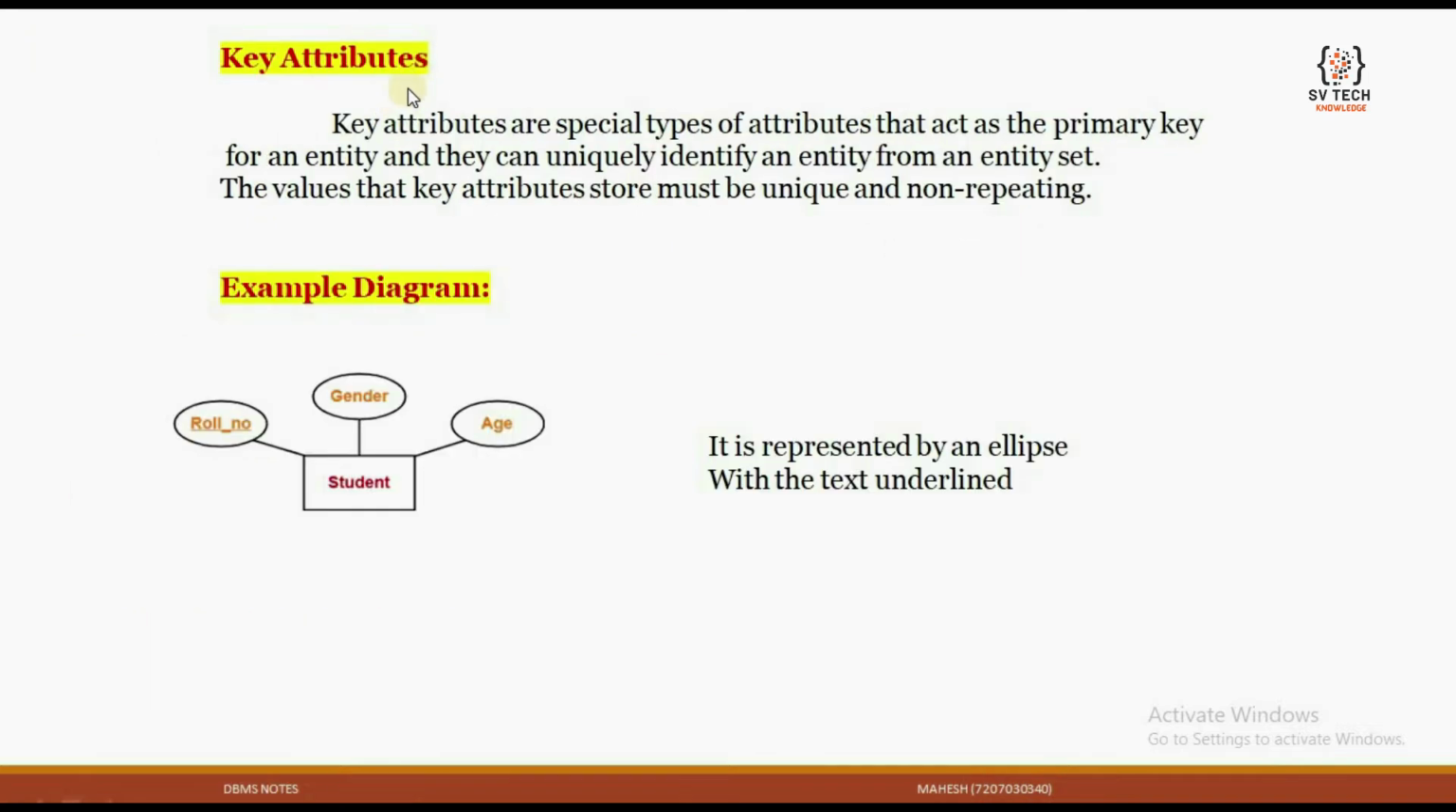Key attributes. It is also called the primary key. Key attributes are special types of attributes that act as the primary key for an entity, and they can uniquely identify an entity from an entity set. The value that a key attribute stores must be unique and non-repetitive. Here we take student as an entity. The student roll number will be unique. It should not be repeated. It is represented by an ellipse with the text underlined. Each table must have a key attribute.